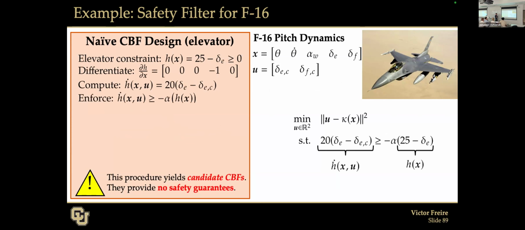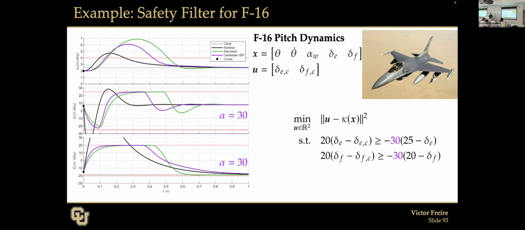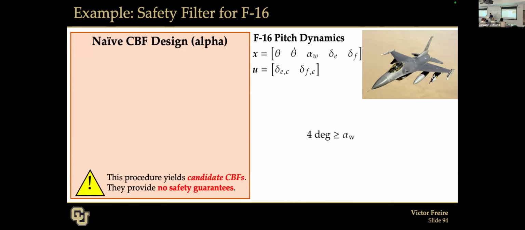We can do the same thing for the flaperon. The flaperon constraint doesn't change. The design process was pretty much the same. So pick alpha of 30 there again. And we're back at pretty much the saturated LQR stage. We have comparable performance. So now let's do the same thing, but for the angle of attack.